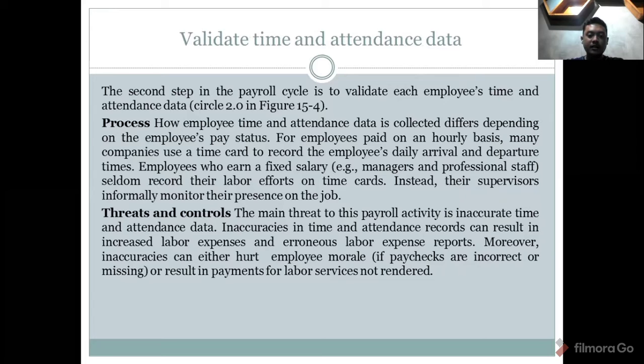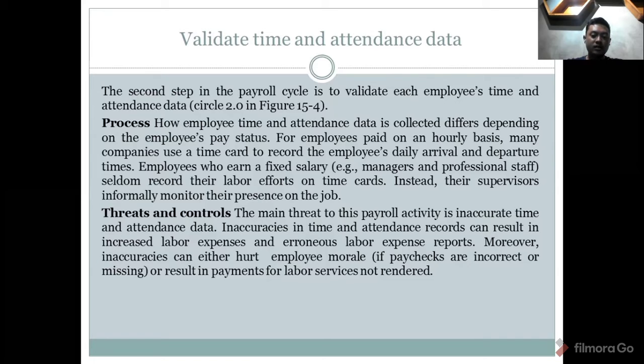The second step in the payroll cycle is to validate each employee's time and attendance data. The process of how employee time and attendance data is collected differs depending on the employee's pay status. For employees paid on an hourly basis, many companies use a time card to record the employee's daily arrival and departure times. Employees who earn a fixed salary, for example, managers and professional staff, seldom record their labor effort on a time card. Instead, their supervisor informally monitors their presence on the job.